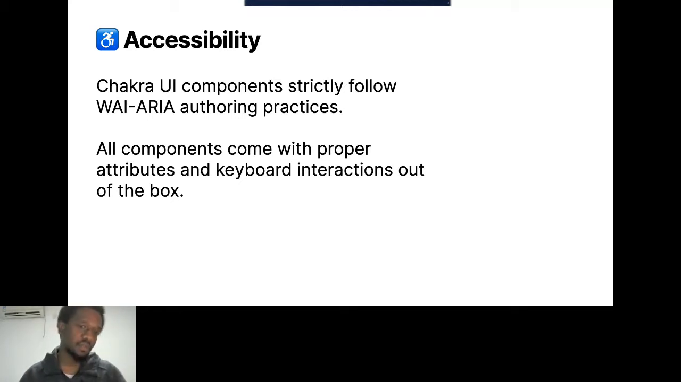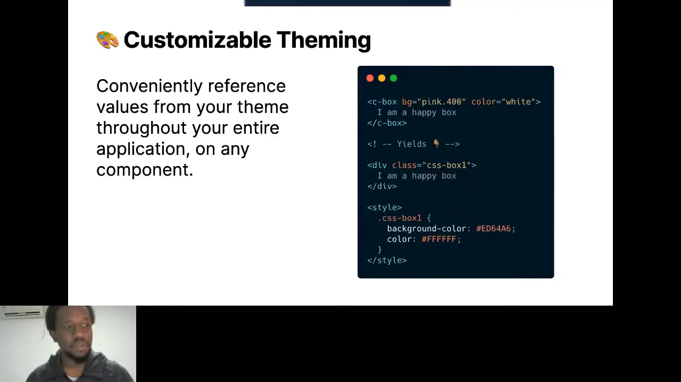So what that code yields: you can see we have a CBox component, which is basically a div. It yields a div, and you give it a class name that's unique, so you don't have any style clashing, and we append that style tree to the DOM.